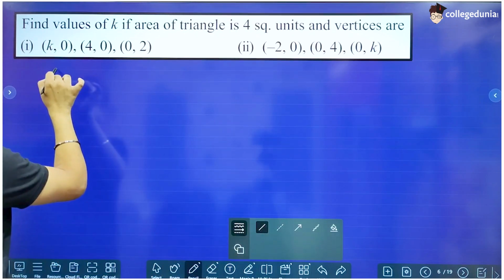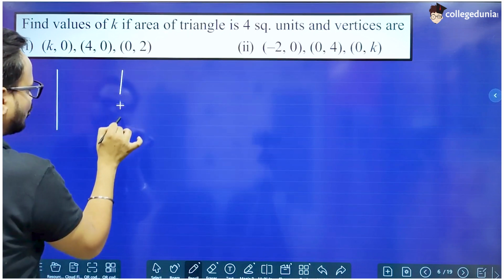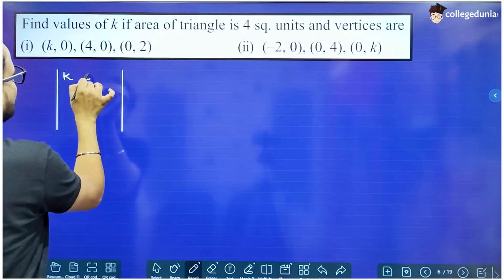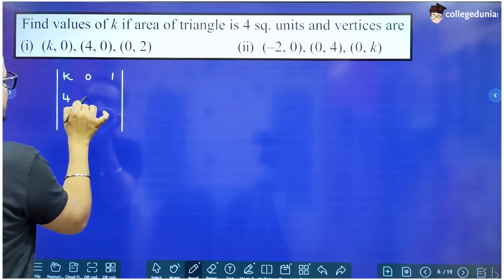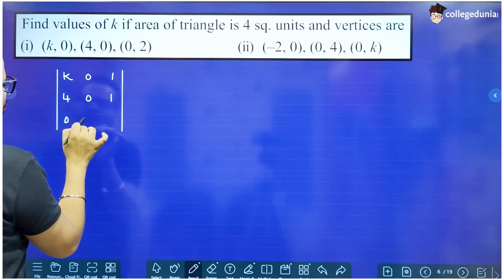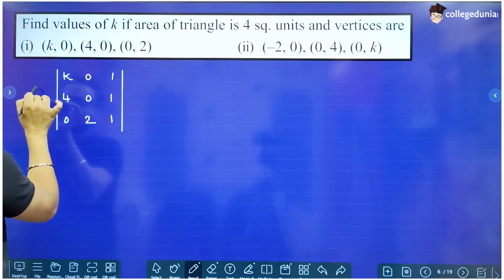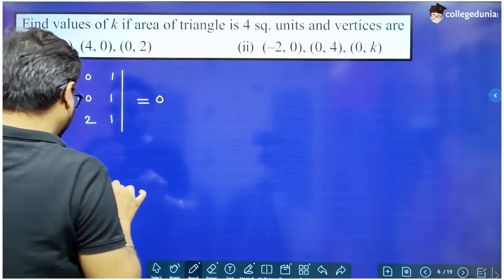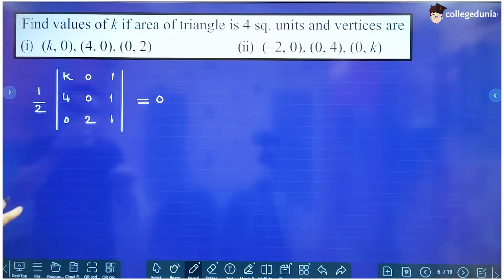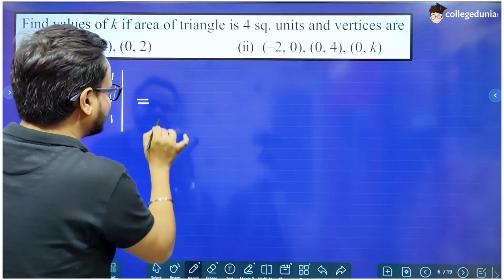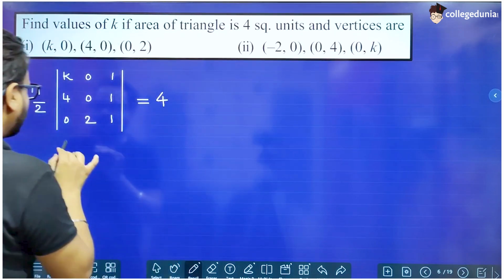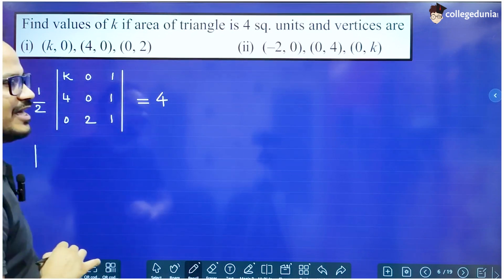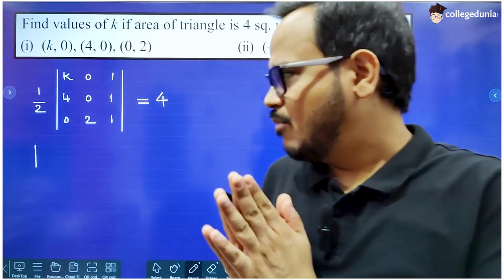So let's write a determinant showing the area of the triangle. So it is k 0 1, 4 0 1, 0 2 1. Right? No, it is not 0, it is 4. So area is given as 4. So this half is multiplied there, and this is mod of the determinant, because whenever we find area, we use mod.